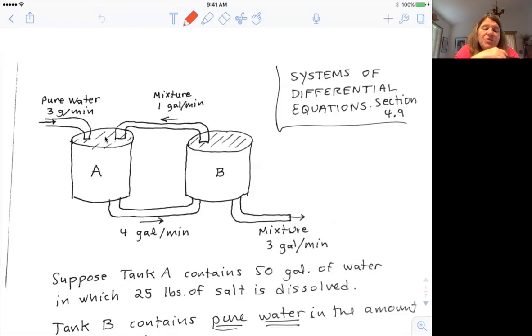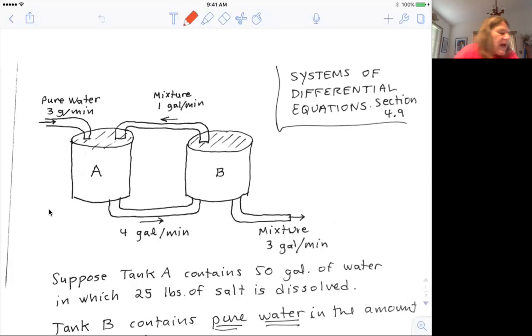Now, what we're going to do is expand that idea. I'm going to start with an application so you can see where some of these things come from, where I have two tanks. There's fluid with salt water, and pure water, flowing in and out of these tanks in the direction of the arrows. If you start with the one over here on the left, we've got pure water being pumped in at 3 gallons per minute.